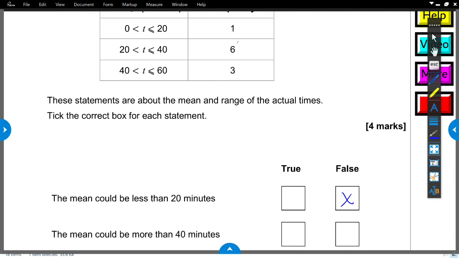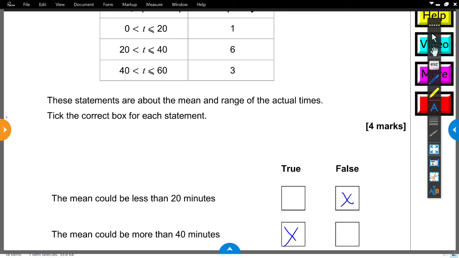So if I put 6 4s, then the mean of those 6 4s is going to be 4. If I add a 20, because this time we're going as high as possible within the range, that's going to weigh the mean down. But 1 6 is going to counteract that effect. We have 3 6s, so that's going to pull it up even more. This one's true. We can get above 40 for this one.